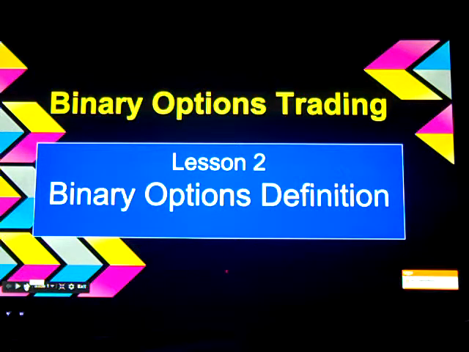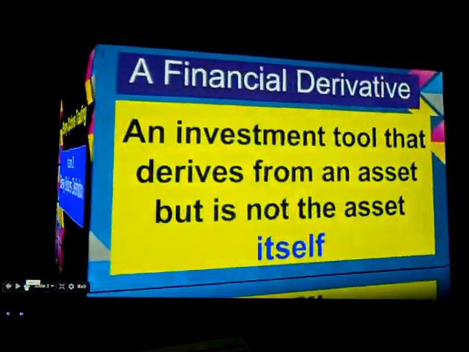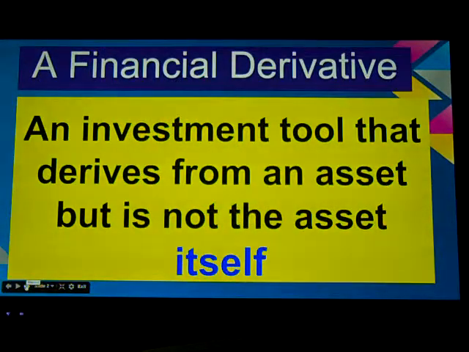Today's video is Binary Options Trading Lesson number 2. In lesson number 2 we're going to try to define what binary options are from a technical point. First of all, what you need to know is binary options are a financial derivative. A financial derivative is an investment tool that derives from an asset, but it's not the actual asset, it's not the asset itself. Now, that's not very complicated to understand.